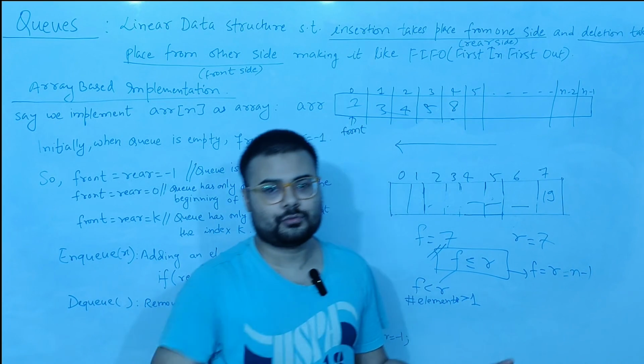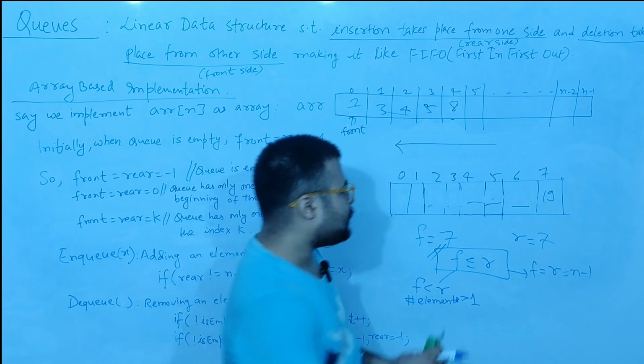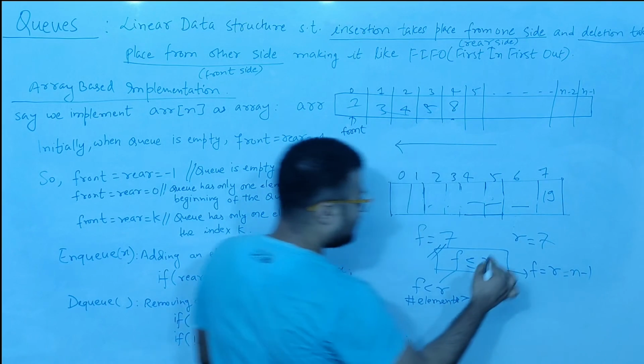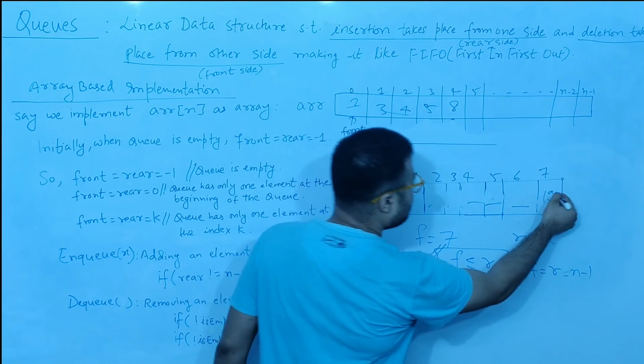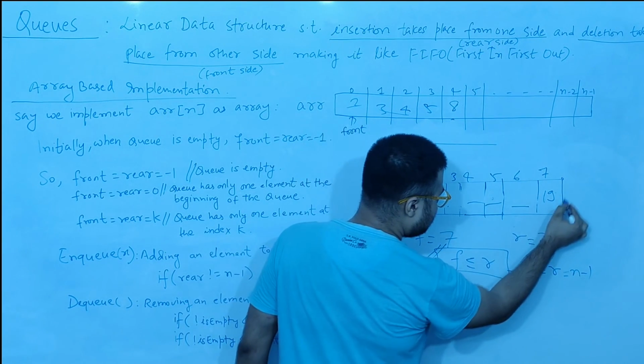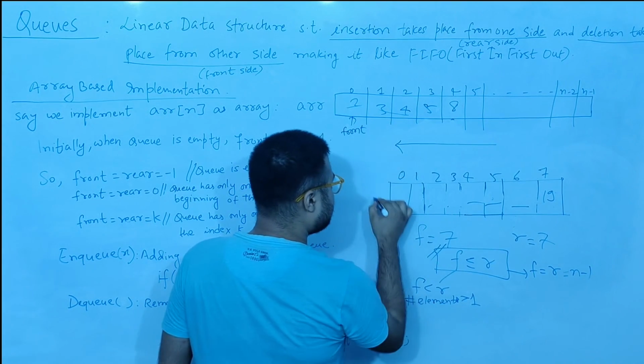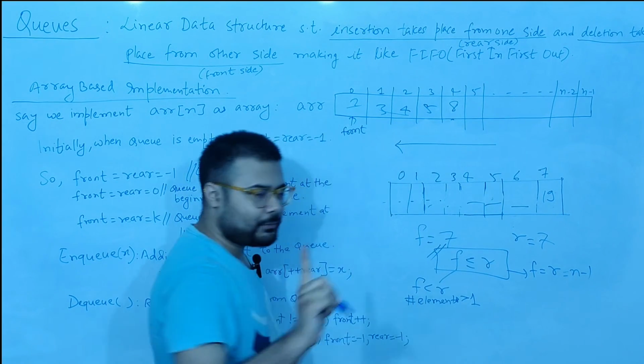So circular queue comes to the rescue. How? Circular queue will work in this manner. In circular queue, rear will go again and start from here. So that we will see in the next video.